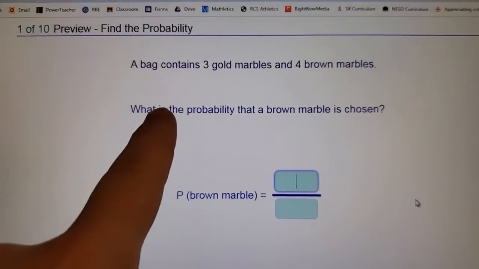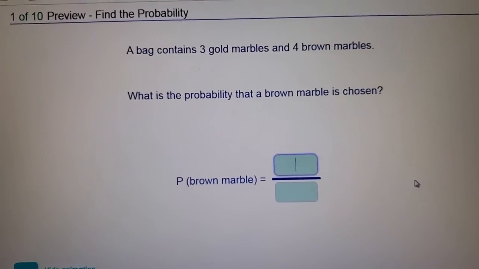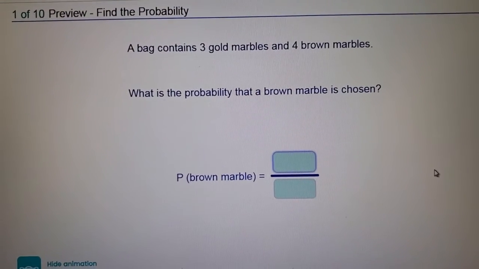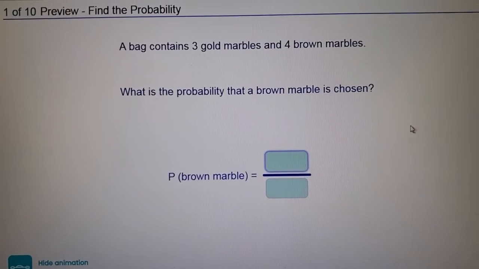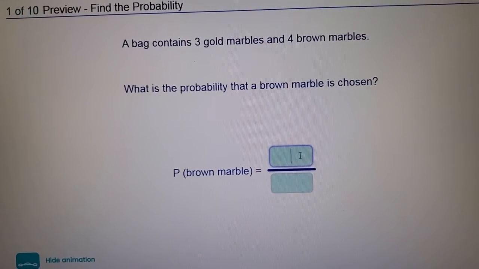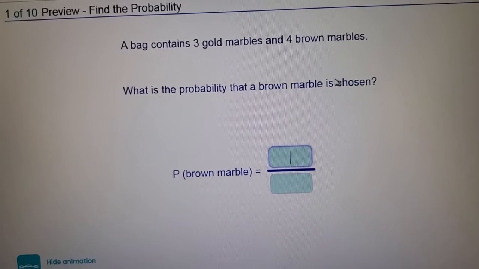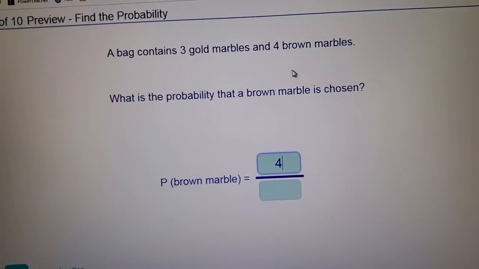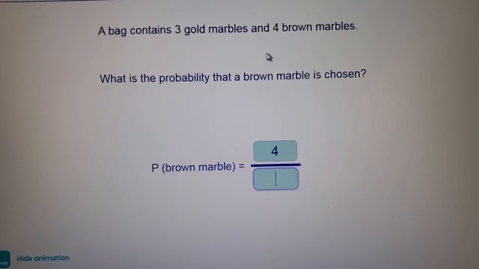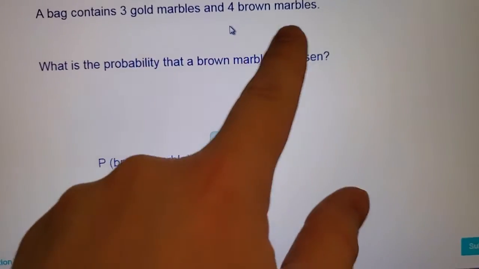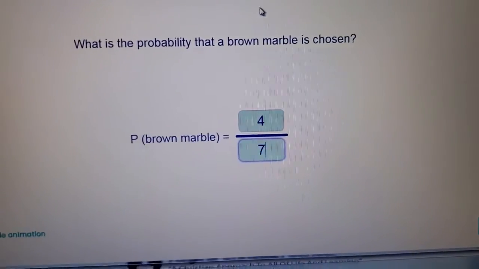Here's an example. A bag contains 3 gold marbles and 4 brown marbles. That's all that's in the bag. There's 3 and 4. What is the probability that a brown marble is chosen? We know for probability, we put the number of favorable, so we're talking about brown marbles. So look, how many brown marbles are there? There are 4. And on the bottom is how many possible options there could be. So it's all of the numbers added up. So 4 plus 3 is 7.